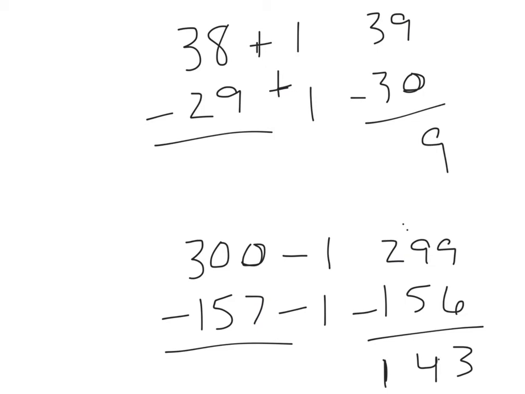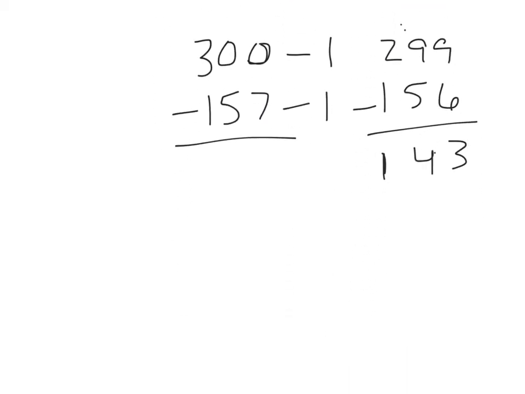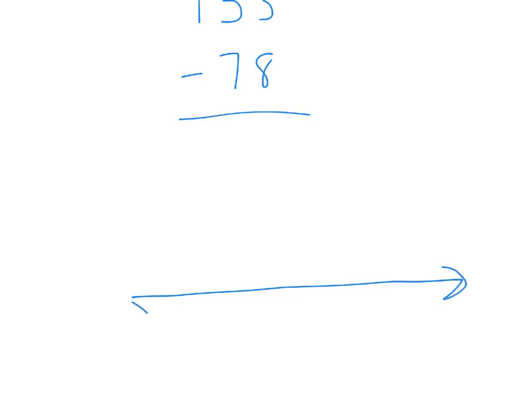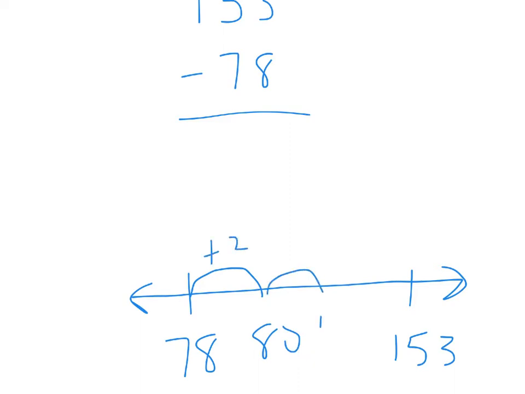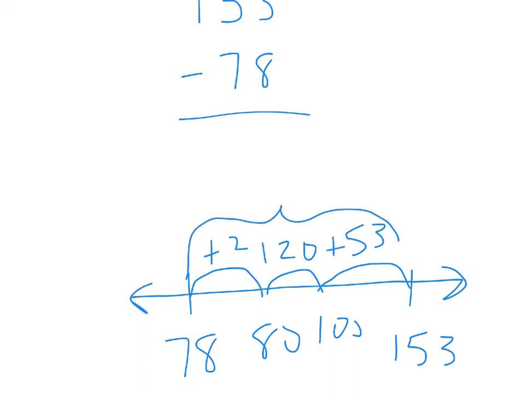Another strategy is adding up in chunks. So again, what if somebody gave you 153 M&Ms? You're going to give 78 away to a friend. How many do you have left? Well, adding up in chunks is the idea of saying, I'm going to start at 78 and go to 153. So 78 to 80 is plus 2. 80 to 100 is 20. And then 100 to 153 is 53. So when I come back and add these up, I know that 2 plus 20 plus 53 gives me a total of 75. So I know 153 minus 78 has an answer of 75 because I added up in chunks.